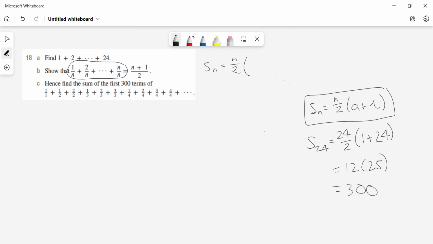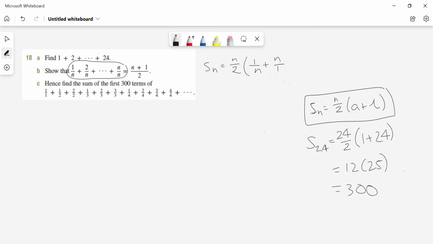Let's just check it's arithmetic. So what are we adding each time? So 1 on n to get to 2 on n. If I do 2 on n minus 1 on n, I get 1 on n. So the common difference is 1 on n here. So it is an arithmetic series.